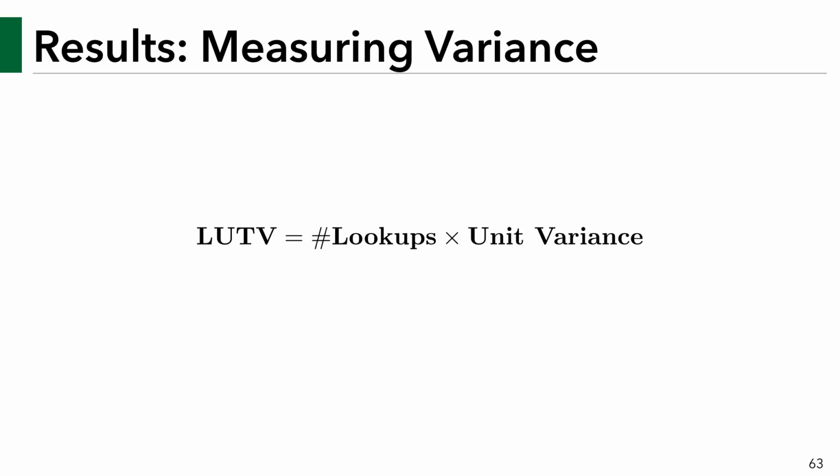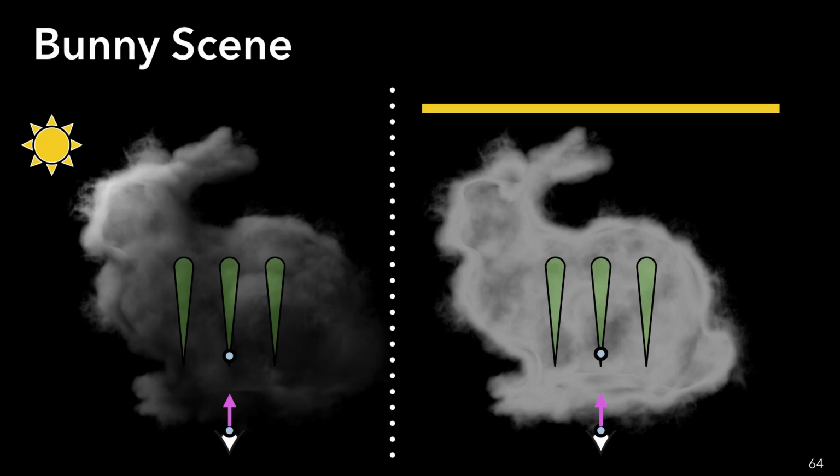In all of our results, we measure medium lookups times unit variance, which is a render-agnostic measure of variance. And given that medium lookups are usually the bottleneck in volumetric rendering, this gives us a good measure of how well a technique is performing. So let's consider how well these estimators work in a test scene. We have a highly forward scattering medium that's being illuminated under two different conditions. On the left, we have a small light that's completely misaligned with the phase function, and on the right, we have a large area light that is partially aligned with the phase function.